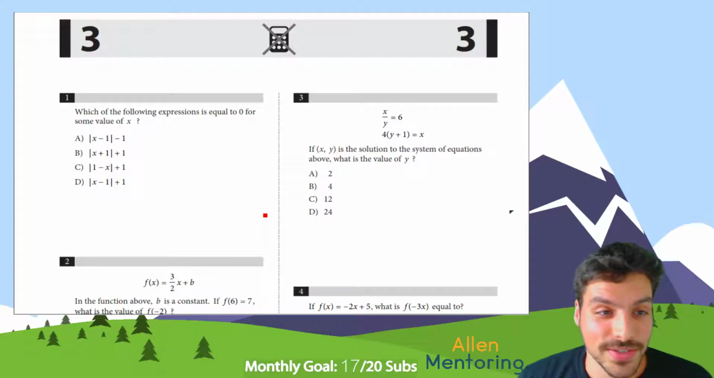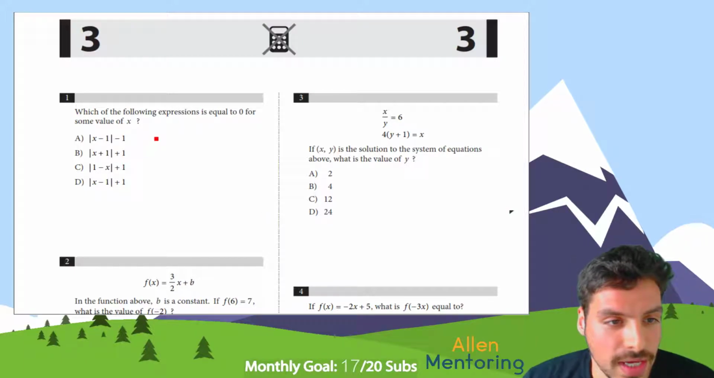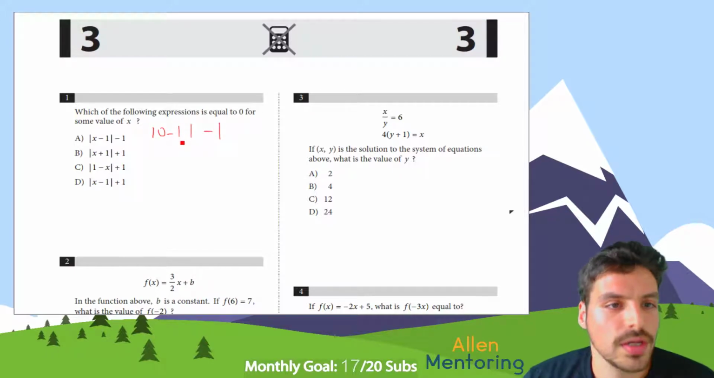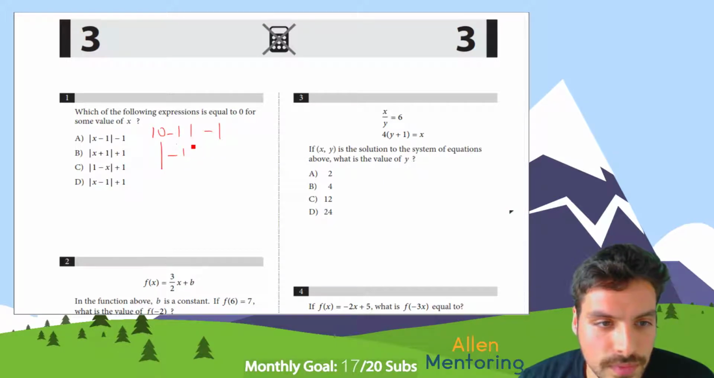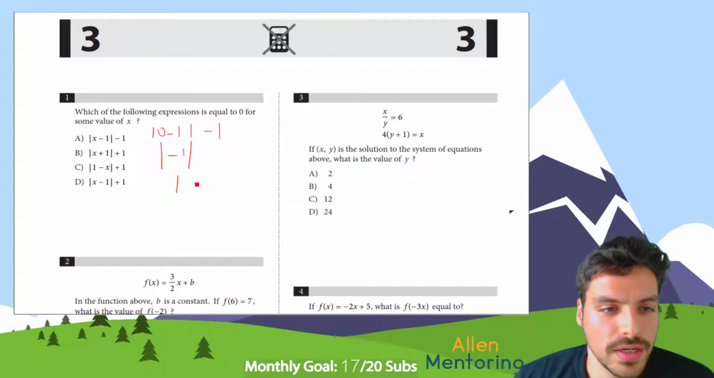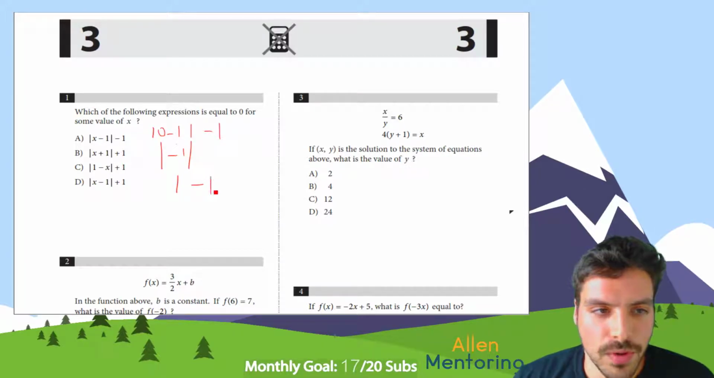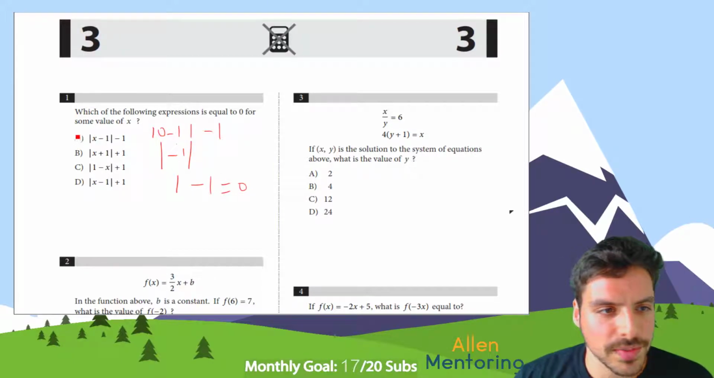They really test your skills. So yeah, I'm going to plug in 0, and let's start with A here. So the absolute value of 0 minus 1, minus 1. 0 minus 1 we know is -1, and the absolute value of -1 is +1. And +1 minus 1 is equal to 0. So what do you know? A appears to be the right answer in this case.